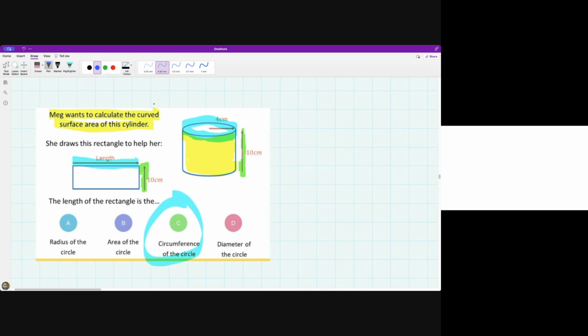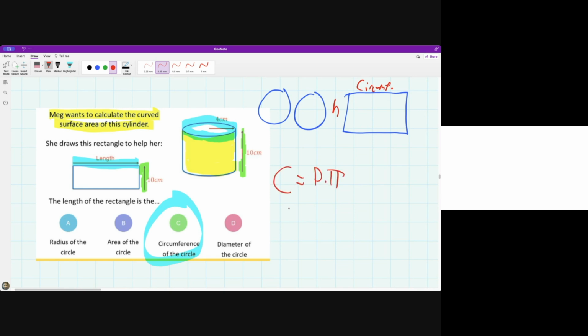So when we unravel a cylinder, we have a circle on the top, a circle on the bottom, and then we have this rectangle where over here we have the height, and then this thing over here that goes the whole way around, that is going to be the circumference of the circle. Now, we do have a formula for the circumference of the circle. It's diameter times pi, or it's 2 pi r. We did that in the very first lesson. So we're going to see how this might help us in the next example.